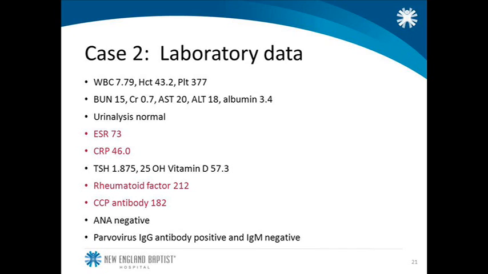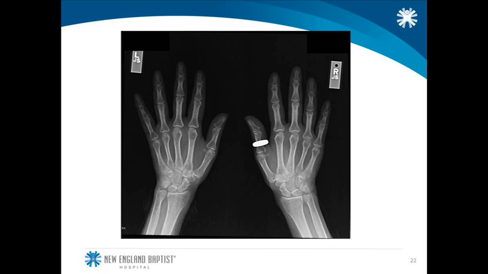Her ANA was negative, and her parvovirus serology was consistent with past infection. These are her initial hand films, which are normal. There's no joint space narrowing, and there are no erosions.